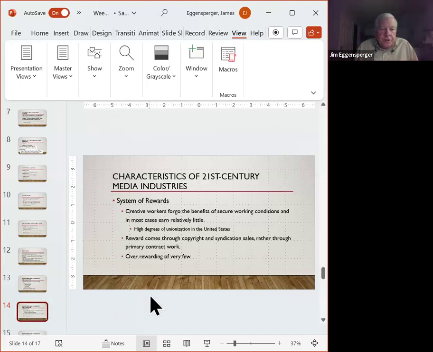The system of rewards is interesting, and this is one thing that makes it very personal for us who are in this industry or want to be in the industry. Creative workers typically forego benefits of secure working conditions, and in most cases earn relatively little until they have a hit. And it's kind of the gig economy. You work on a project and then you go off and work on another project, and then you work on another project, unless you get hooked into a blockbuster like Yellowstone or Outlander. Outlander's been going on for a long time, or Grey's Anatomy, for crying out loud. 21 seasons, and if you were a writer there, you'd probably have a lot of gray hair now that you didn't have a while ago.